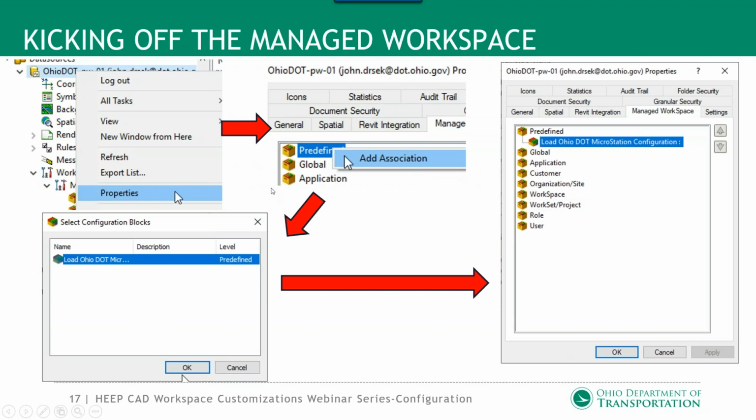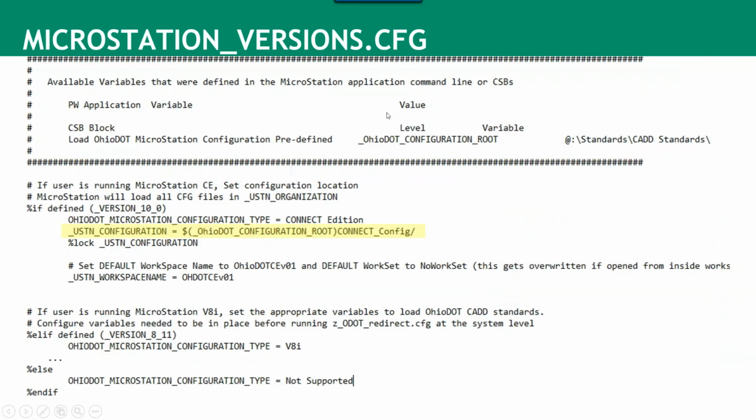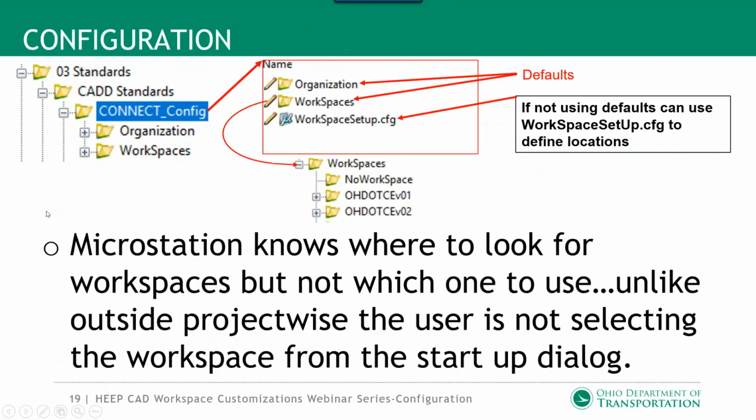So in order to associate this, I'm going to go in my administrator. I'm going to go to my data source and go to properties. Under the managed workspaces, under the predefined, I'm going to add association. I'm going to select that block file. So now anytime I open a DGN within this data source, it's going to know to load this predefined block, which then kicks off the migration versions config file. So inside this migration versions config file, right here is this if statement.